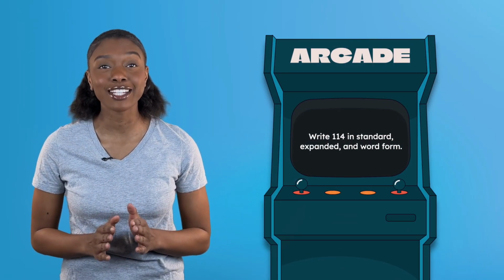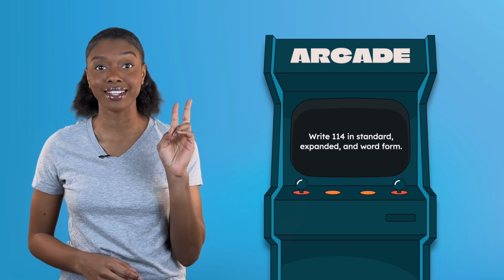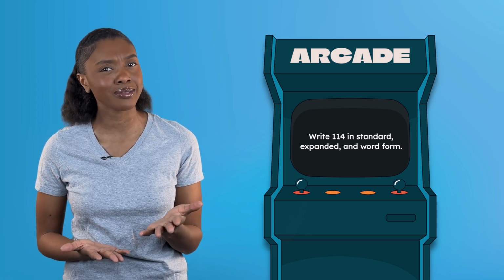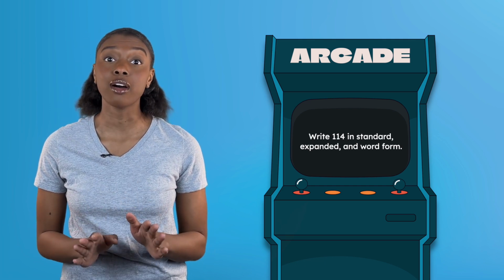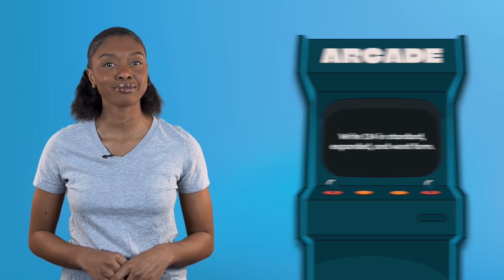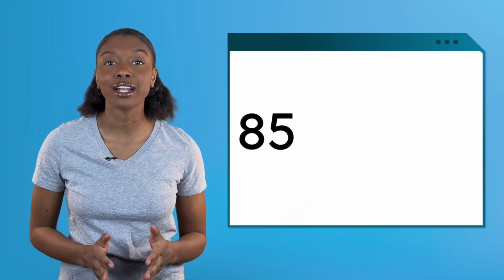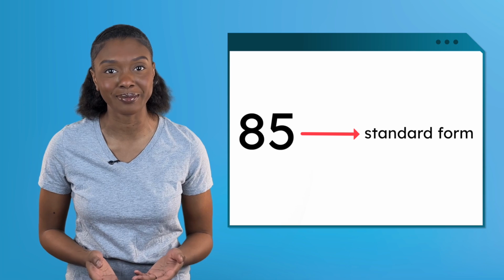Our quest today is to write 114 in standard, expanded, and word form. One of these sounds familiar, but the others don't. Let's think about what we already know that can help us solve this problem. We know there are many ways we can represent numbers. One is with numerals like this. Anytime we write numbers with digits like this, we are representing it in standard form.